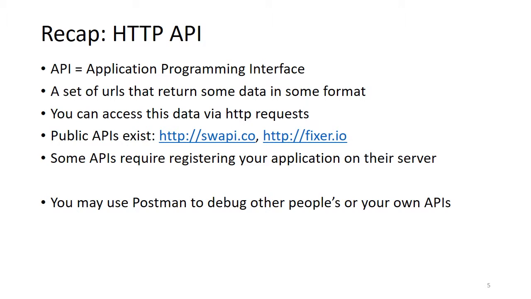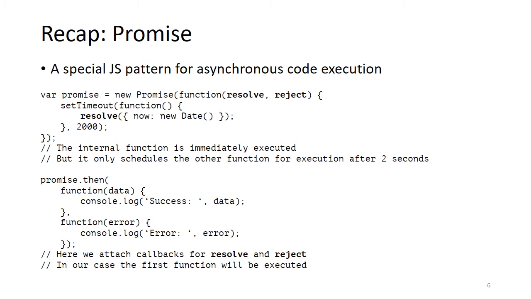And I showed you how to use a special tool called Postman to debug other people's APIs or your own API before actually writing code. So we used Postman to send requests to other APIs, and today we will use Postman to send requests to our own APIs that we will write.